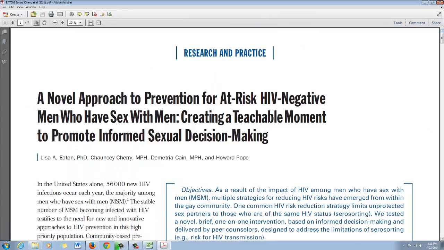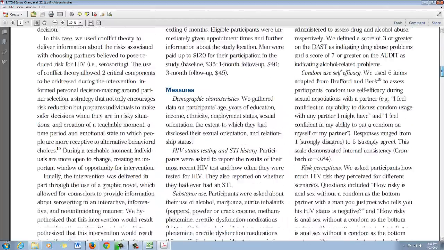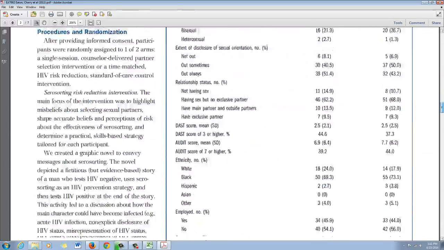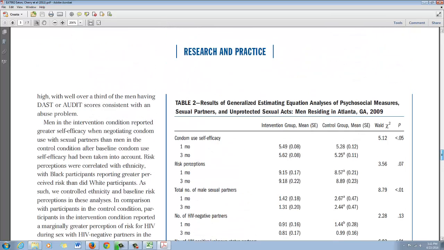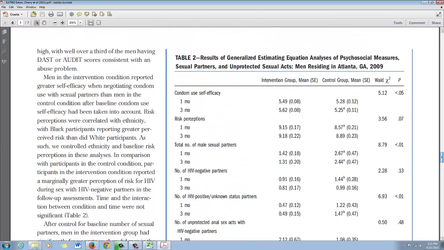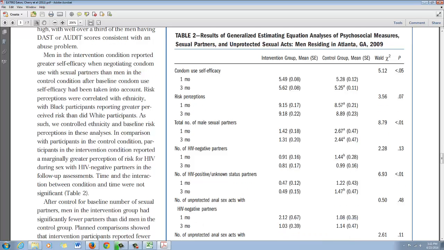And like previous examples, I'm going to go straight to the results to give you a general idea of how the study was run. So in this study, there was 2 groups, an intervention and a control group, clearly reported here, and there was 2 follow-ups, a 1-month follow-up and a 3-month follow-up.